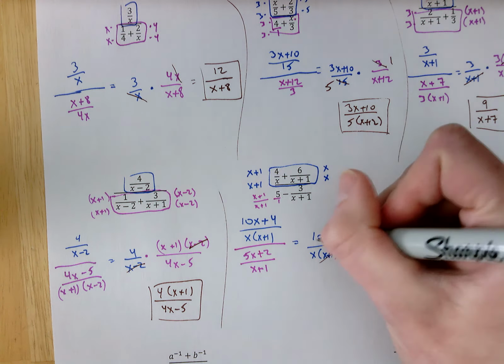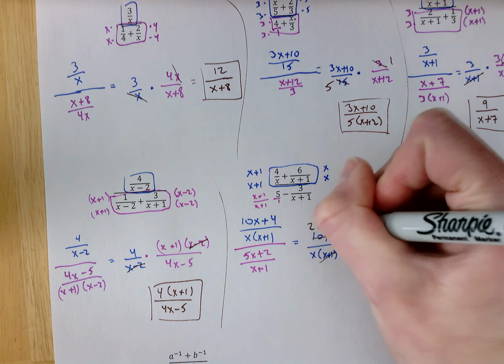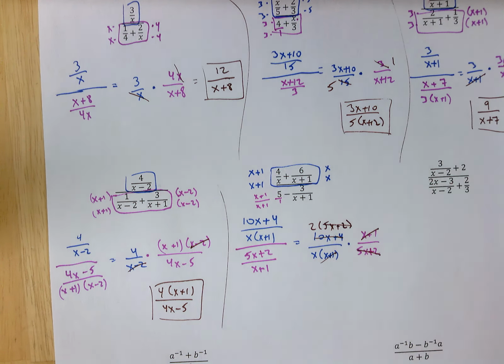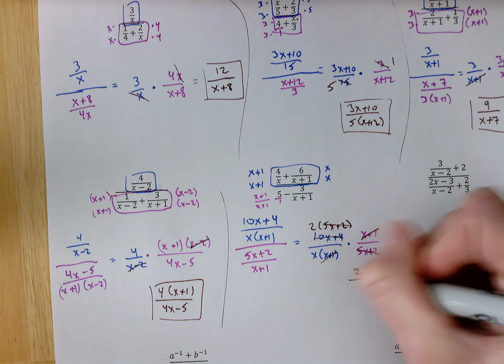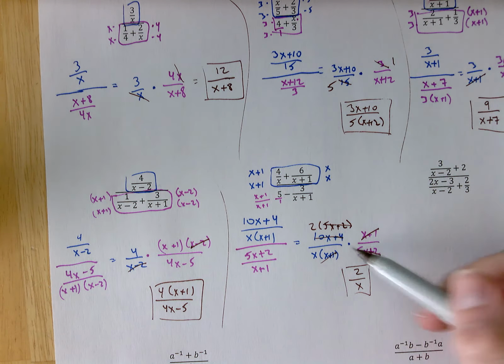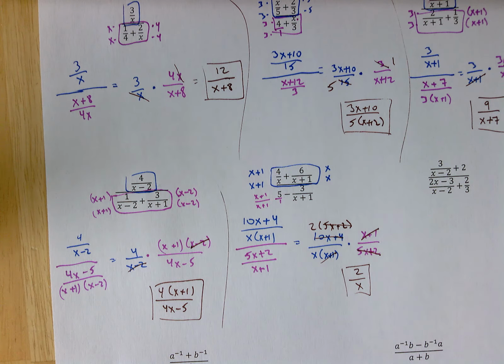But we can still factor this guy, right? It's got a common factor of 2, 5x plus 2, and there's that term that will cancel. So my final answer here, I'm left with just the 2 on the top and the x on the bottom. Okay, so once you get everything to this point here, always still check and see if something will factor, because sometimes they will.